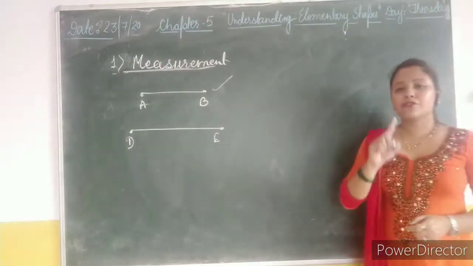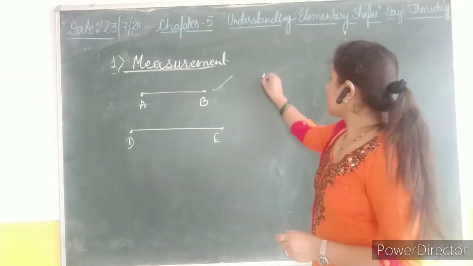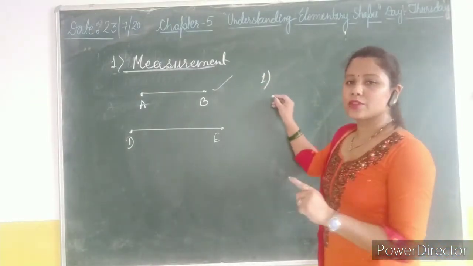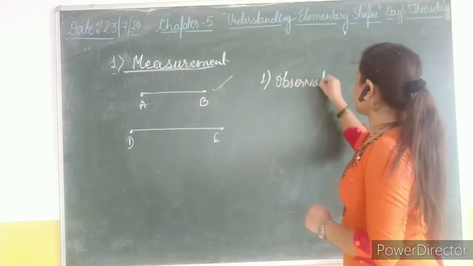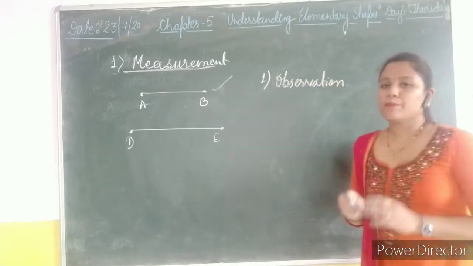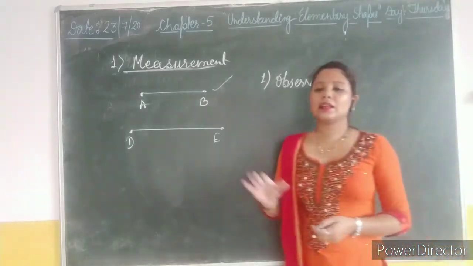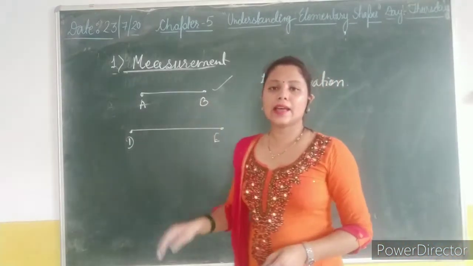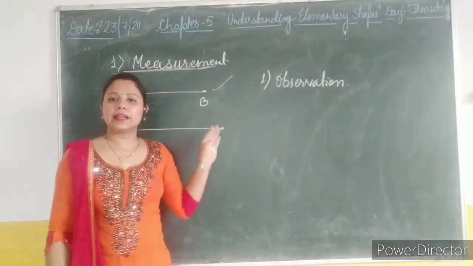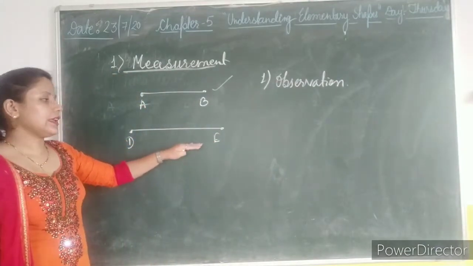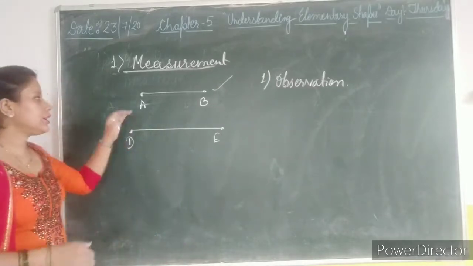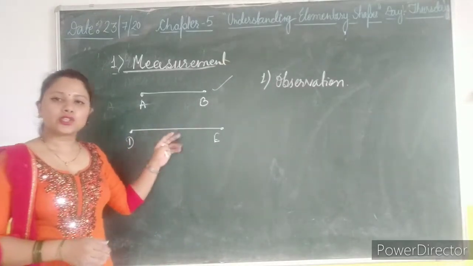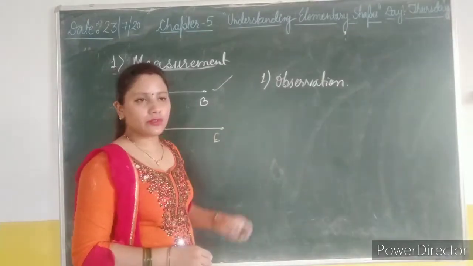Okay. So our first method is observation. Simply by observing these two lines, I can say that AB is less than DE. Okay. So first method is observation.